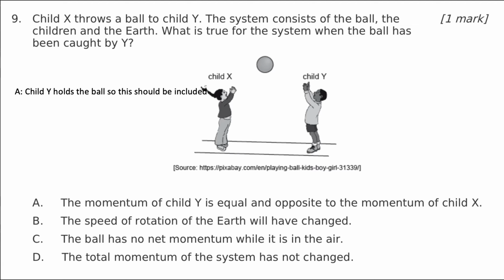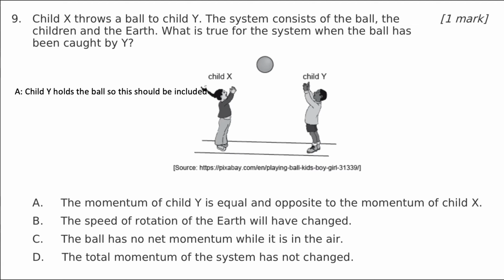Okay, first one, A: the momentum of child Y is equal and opposite to the momentum of child X. You may be tempted by this one because there's a transfer of momentum between the two. However, we have to remember that child Y is also holding the ball when he catches it. And so when we're thinking about the transfer of momentum between the two, we need to include the ball with child X as he's holding it.